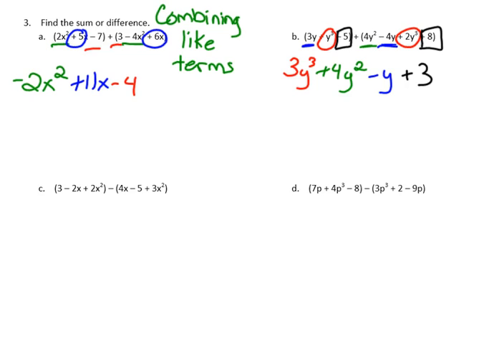So this would be a third degree polynomial. It is not a monomial, binomial, or trinomial. It's just a polynomial with a leading coefficient of 3. All right. Now I have a minus.